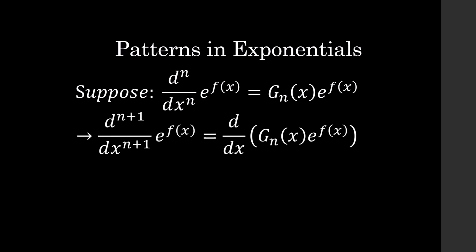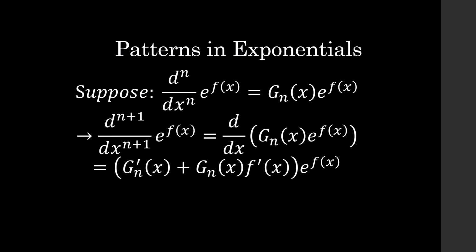To prove it, we need to do a little bit more math. So let's take one more derivative. If we take one more derivative, we have d^(n+1)/dx^(n+1) of e^(f(x)), which is just the regular derivative of g_n(x) e^(f(x)). We can again use the product and chain rules to figure out the derivative. And then this again just looks like another polynomial times e^(f(x)).